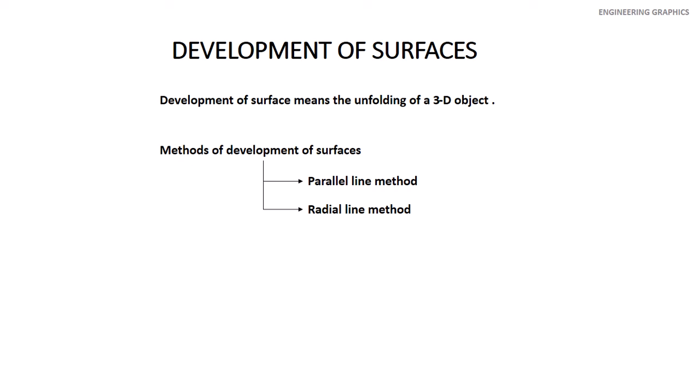The third one is triangulation method. This method is used for the development of transition pieces and reducers. And the fourth one is approximate method. This method is used for the development of sphere. In our syllabus, we have only the parallel line method and radial line method problems. So, we will discuss only these two methods, parallel line method and radial line method.